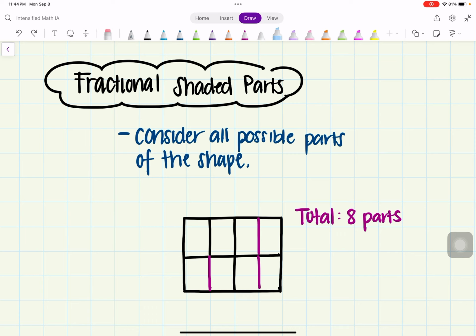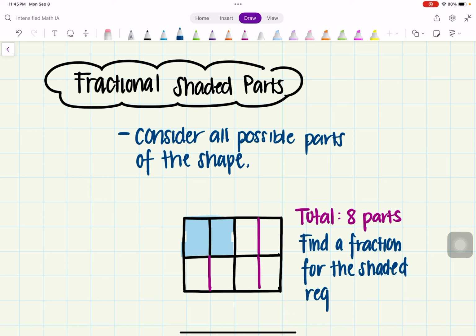Now, let's say that I have this part shaded in. What I want to do is create a fraction. So let's say, find a fraction for the shaded region.